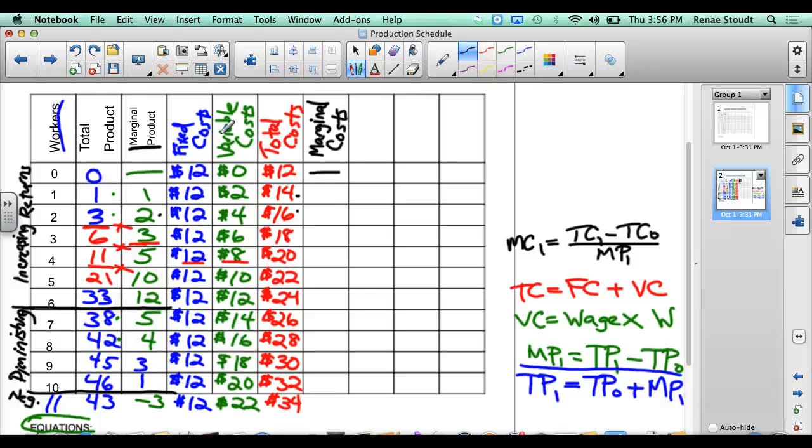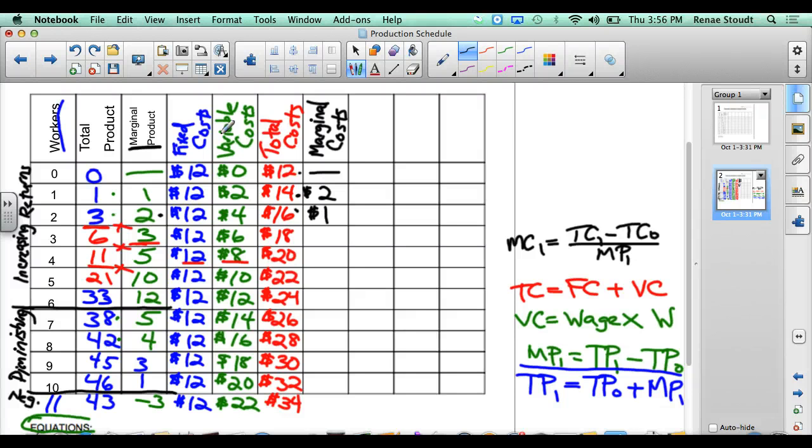Now, at 1 worker, we are subtracting 14 minus 12 to get 2, and we're dividing by 1. So 2 divided by 1 will give you 2. And remember, this is money. That's our marginal cost. At 2 workers, we're subtracting 16 minus 14 to get 2, and we're dividing by 2. So therefore, 2 divided by 2 is 1.